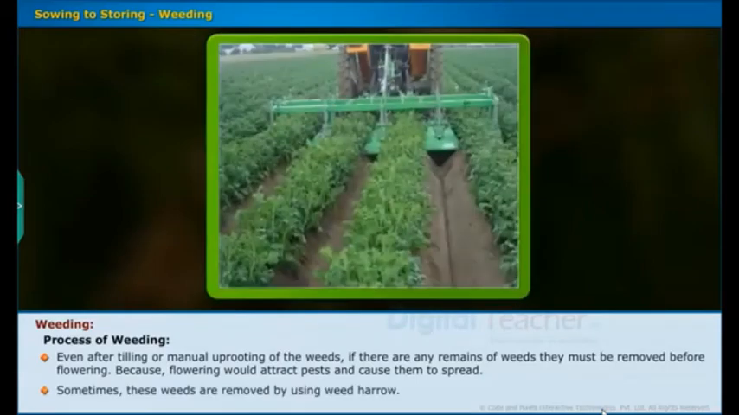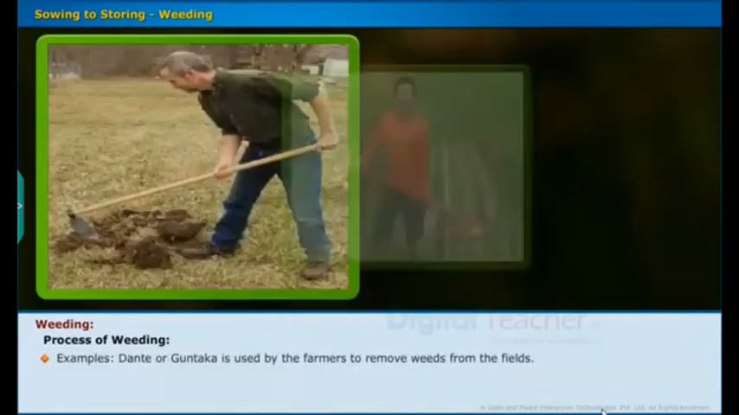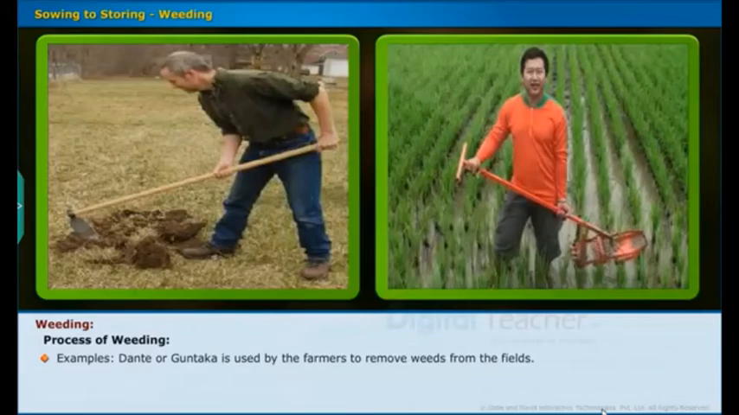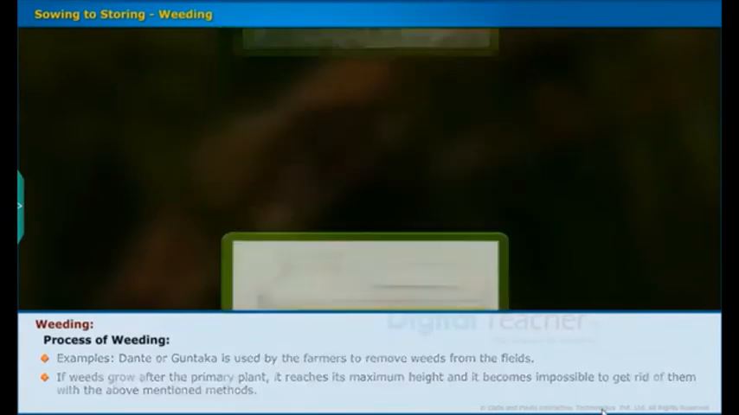Sometimes these weeds are removed by using a weed harrow. Examples: Dhante or Guntaka is used by farmers to remove weeds from the fields. If weeds grow after the primary plant reaches its maximum height, it becomes impossible to get rid of them with the above mentioned methods.